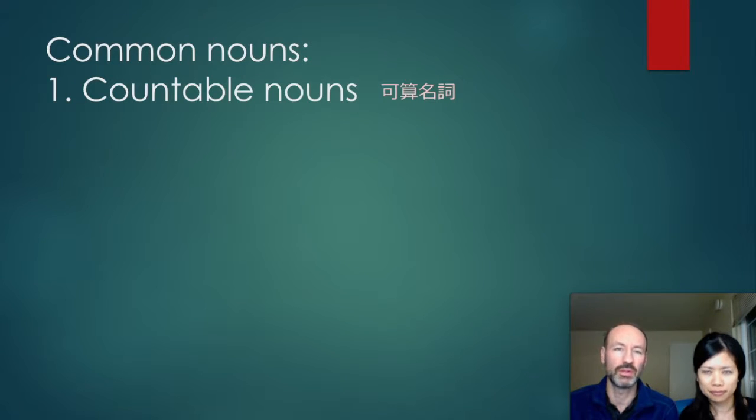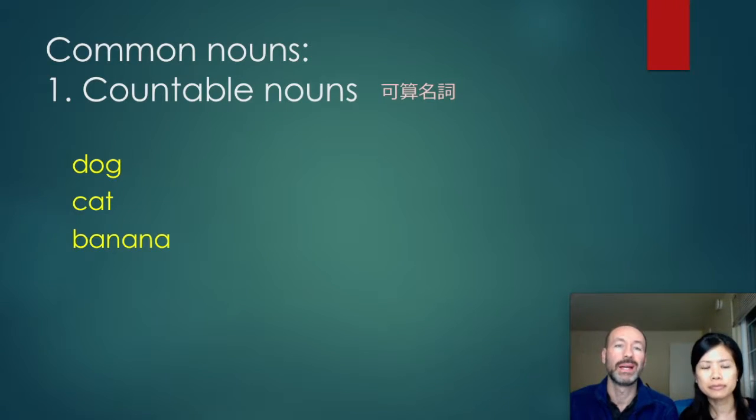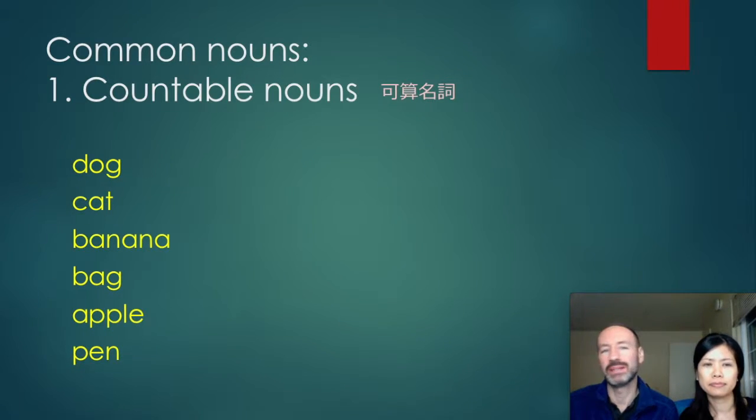1, 2, 3, 4, etc. Here are some example words. Dog or dogs. Cat or cats. Bananas. Bags. Apples. And pens. So how do we make the plural? What's the spelling difference for a plural noun when we have more than one? Add S. That's right. Just add the S at the end.